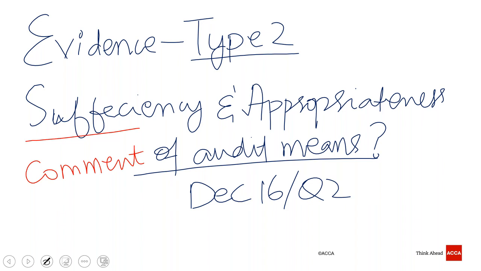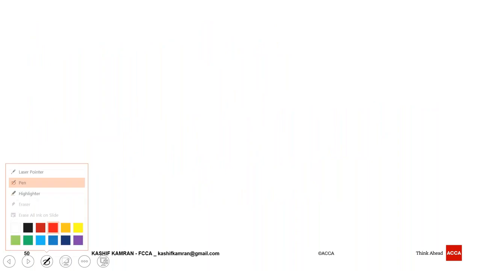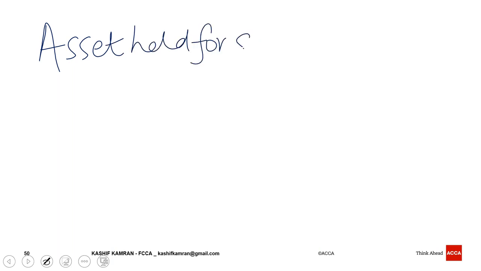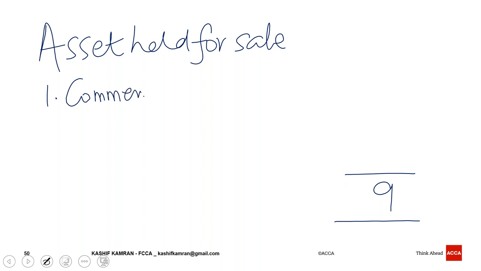Yesterday, we were looking at a question on asset held for sale, and we had 9 marks to gain. Everyone remembers the marking scheme for that. We had to do 3 things in that question. Number 1, we had to comment on the sufficiency and appropriateness of the audit evidence. That was the first requirement.